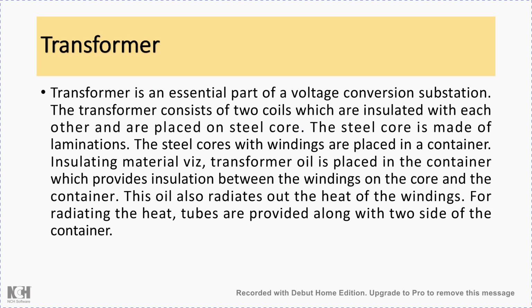Therefore in the container there will usually be insulating oil placed. That insulating oil will act as an insulator between the winding section of the transformer and the outer container in which it is placed. Also, this oil plays another very important role: it will continuously take away heat from the windings. So two purposes it will serve. One is insulation between the winding and the outer container, and the second is that it takes away the heat from the windings to the external environment through the tubes that we are going to see here.